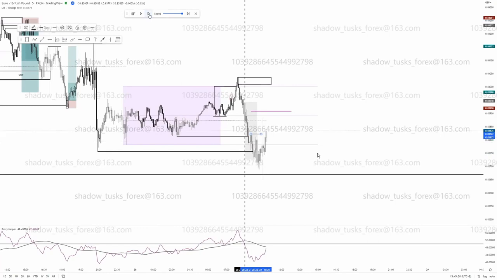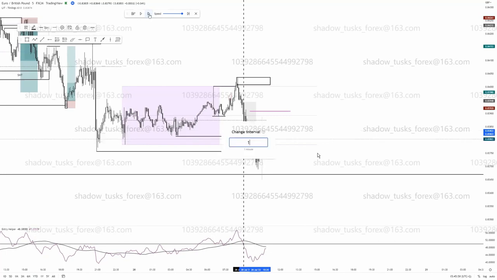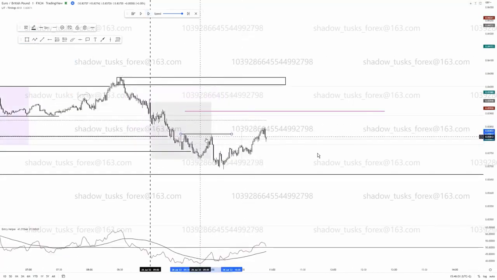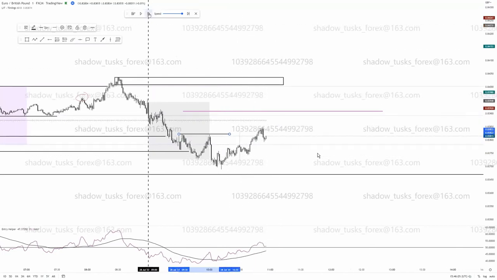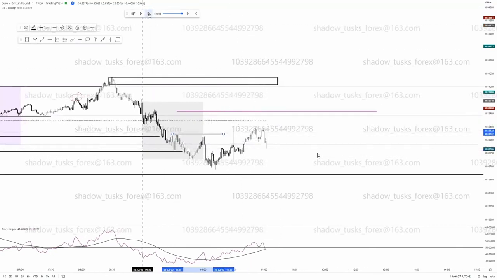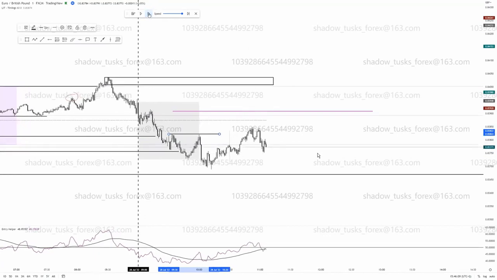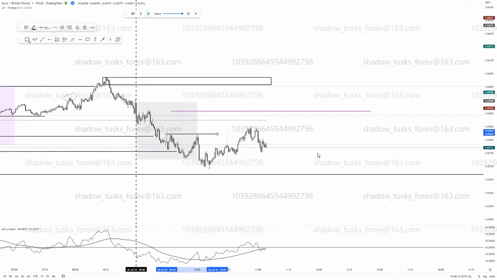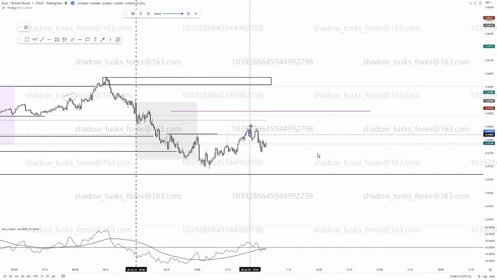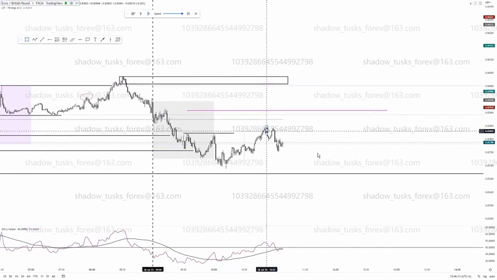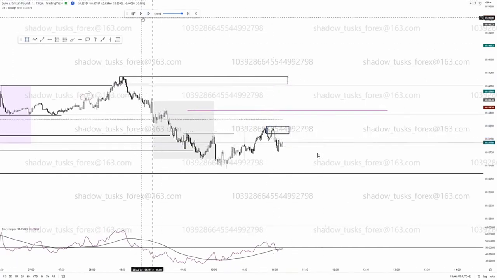Okay, now this becomes a little bit interesting. Your liquidity, your inducement high. Maybe you'd wait for a break of structure of some kind, like that, and then you could look to get in on this.